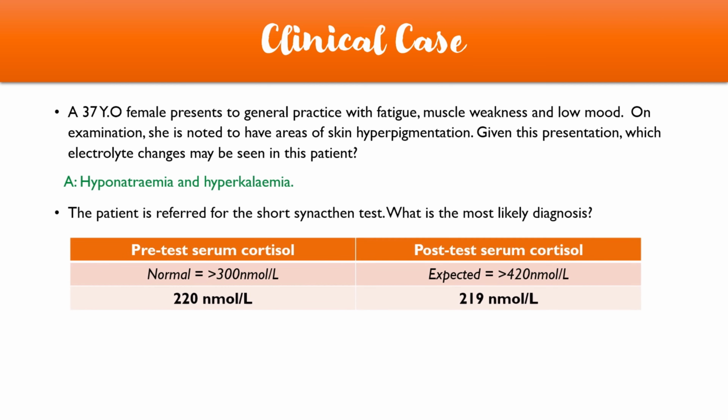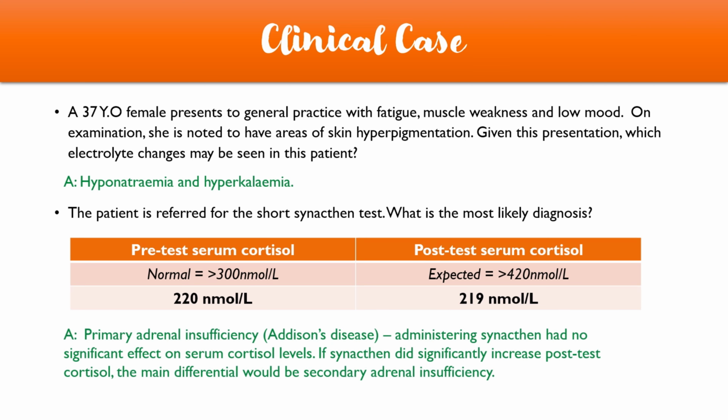As a follow-up question, the patient is referred for the short synacthen test. What is the most likely diagnosis based on these results? So from this table, you can see that the pre-test cortisol is below normal limits, and the post-test cortisol does not seem to be influenced by synacthen. And based on this, we can say that this is most likely a primary adrenal insufficiency or Addison's disease, because synacthen had no significant effect on increasing the serum cortisol levels.